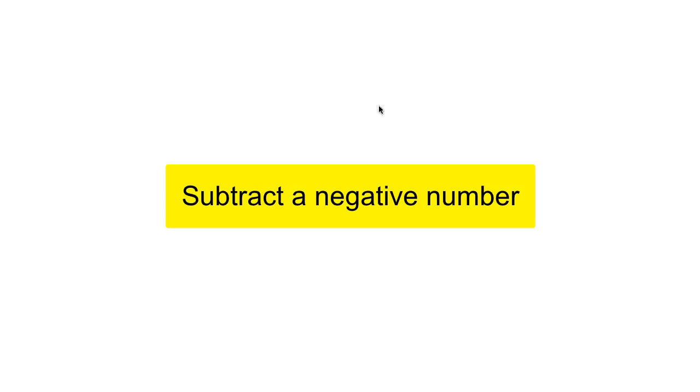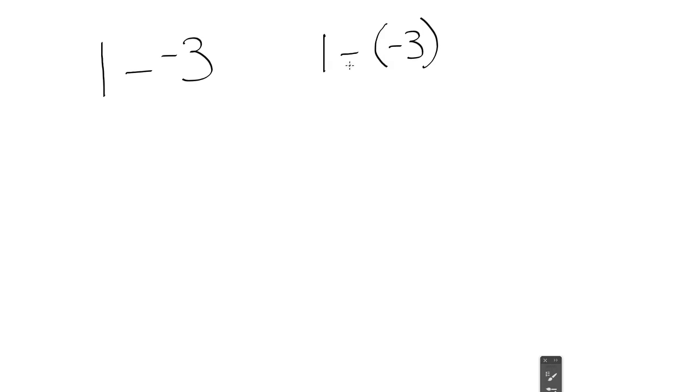So what does it mean to subtract a negative number? Let's start with an example. 1 minus a negative 3. Now I've put the negative on the 3 up a little higher just to make sure that you see the difference between the two. Sometimes people will write it as 1 minus and then in parentheses negative 3, just so that you don't get the two negative signs blended together.